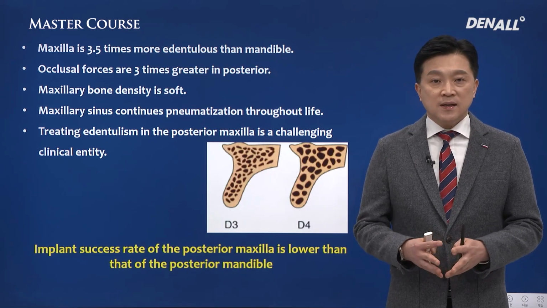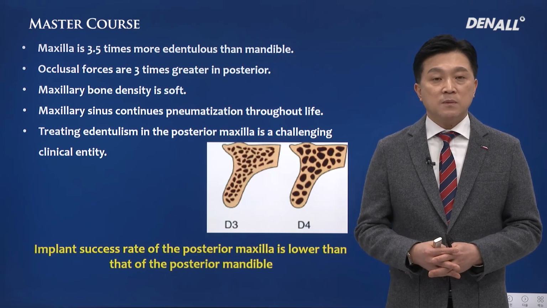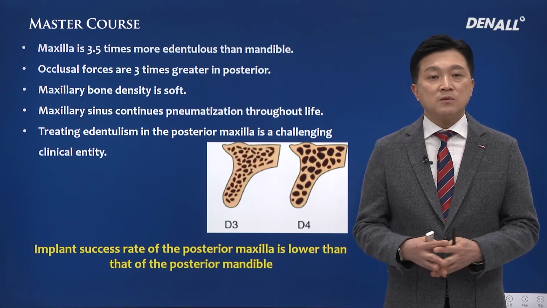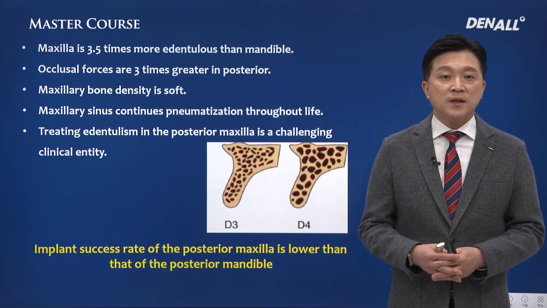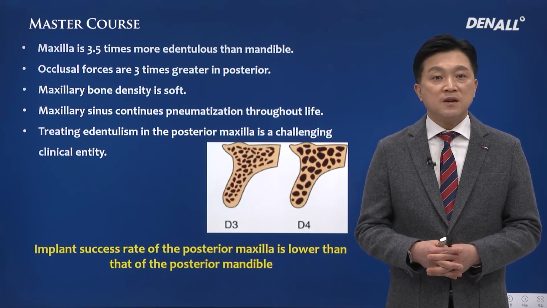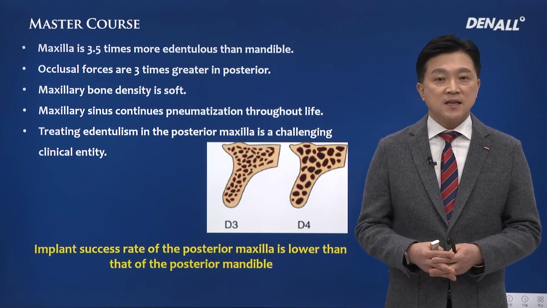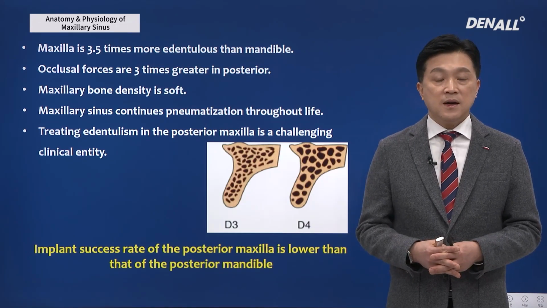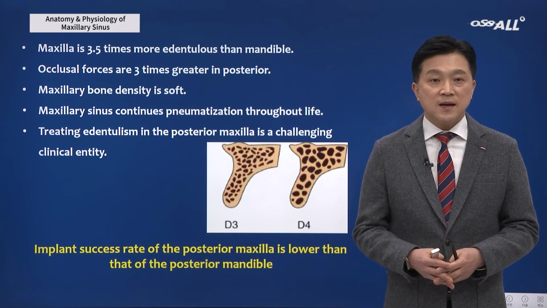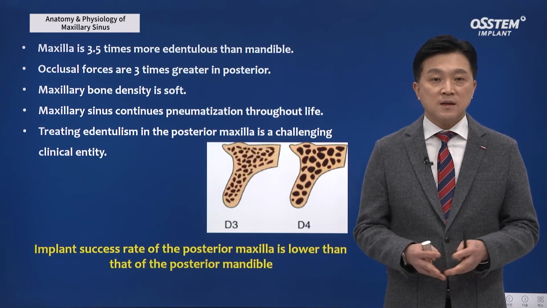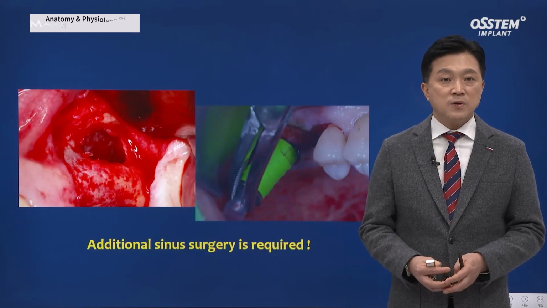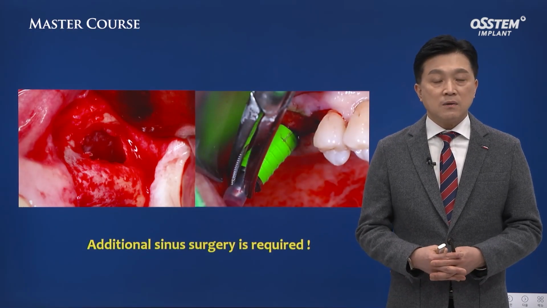Pneumatization continues to occur throughout the course of our life, and the volume decreases. The residual bone decreases. Compared with the lower, the success rate of placing implants in the upper posterior area falls short. Because of pneumatization, when there is a lack of residual bone, additional procedures may be necessary.